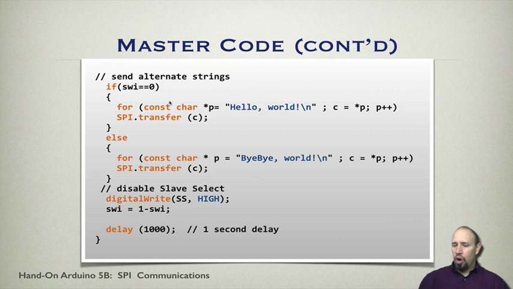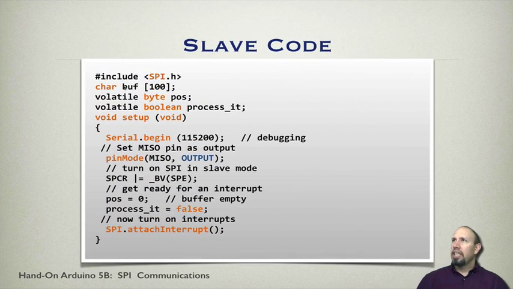So this is the master code. Let's move on to the slave code. In the slave code, again, I include the header. I have this buffer, okay, because in the master program, I didn't need a buffer array because by defining that character string within the for loop, I didn't actually have to create an array explicitly like this.